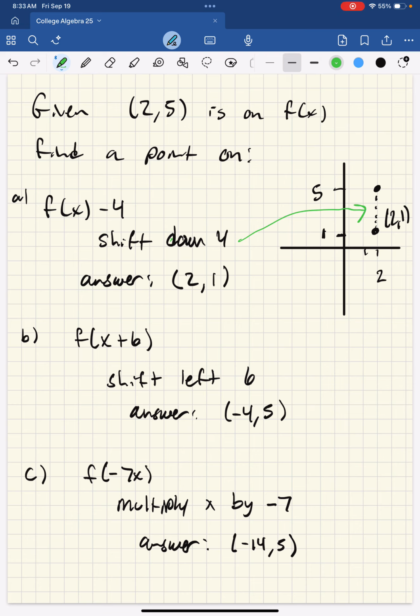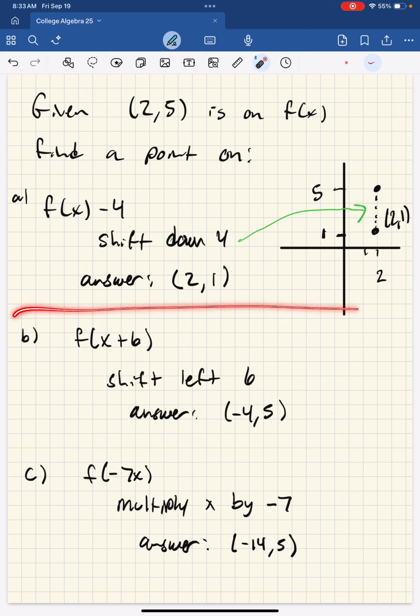And then on part B, we have f of x plus 6, where the plus 6 is on the inside of the parentheses. So that's going to shift us left 6. We start from the original point at (2, 5), shift left 6. So if we're at 2 on the x and we go left 6, we're going to be at negative 4 on the x, and we didn't change the y. These are 3 separate problems, so we don't get confused there.